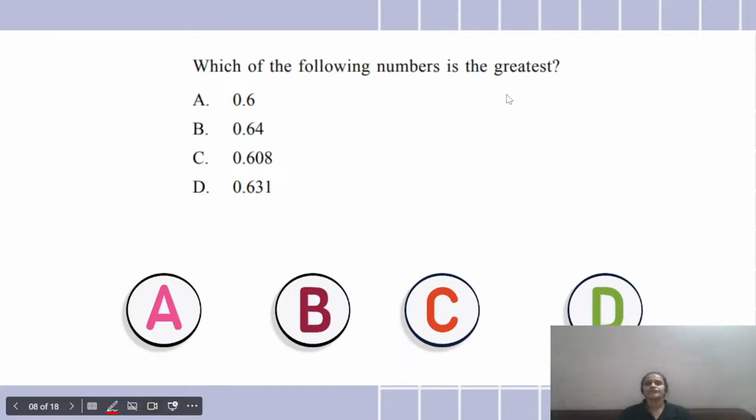Which of the following numbers is the greatest? Oh my God, this is very easy and it shouldn't take you more than 5 seconds. Which of the following is the greatest number? Okay, now let's answer this question number 6. Greatest among all of these decimals.